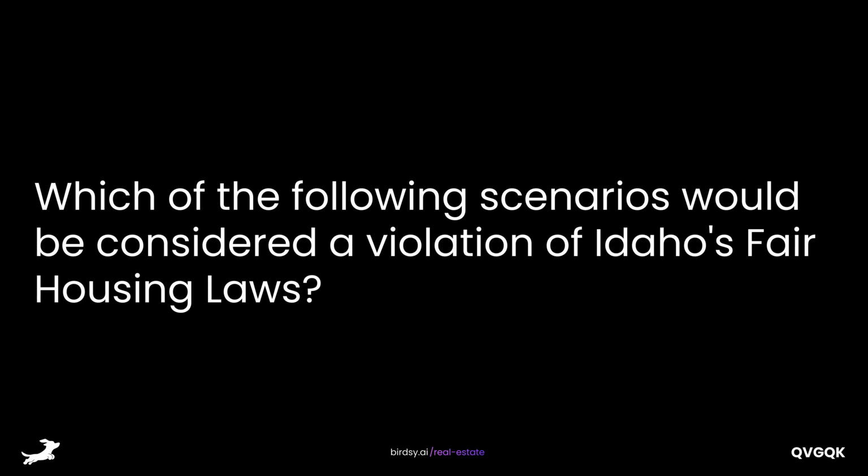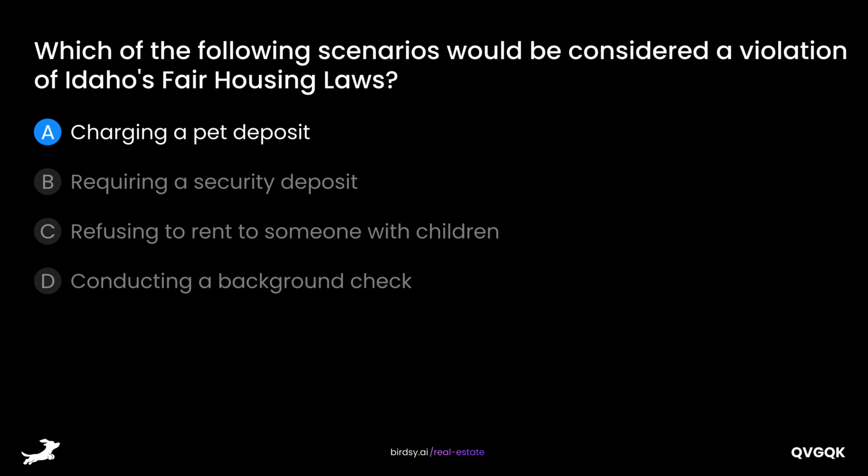Which of the following scenarios would be considered a violation of Idaho's fair housing laws? Is it A, charging a pet deposit, B, requiring a security deposit, C, refusing to rent to someone with children, or D, conducting a background check? The answer is C, refusing to rent to someone with children.